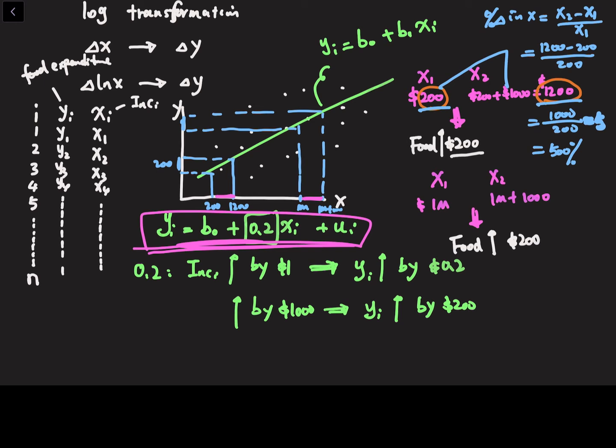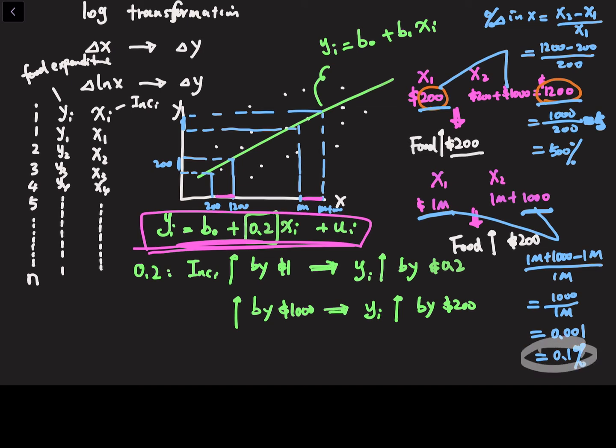But look at this case. Income increases from $1 million to $1 million plus $1,000. That will be $1 million plus 1,000 minus $1 million, right? After minus before divided by before. And you have this 1,000 divided by $1 million, and you get 0.001. This equals only 0.1%. That means this much income increase corresponds to only a 0.1% increase in family income. So a 500% increase in family income versus a 0.1% increase in family income.